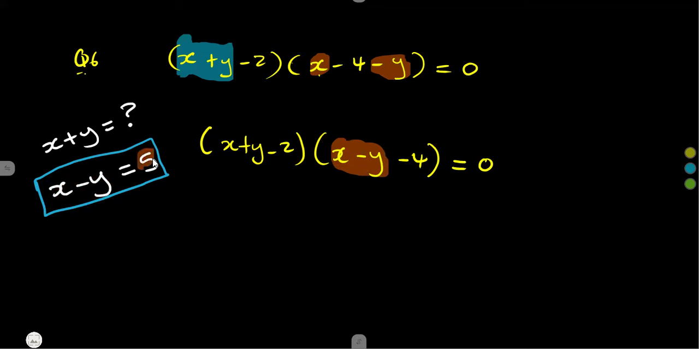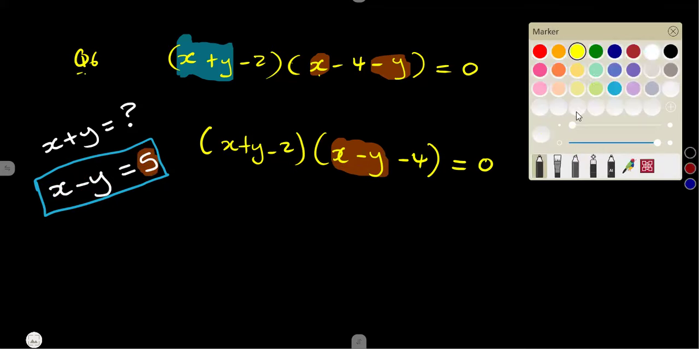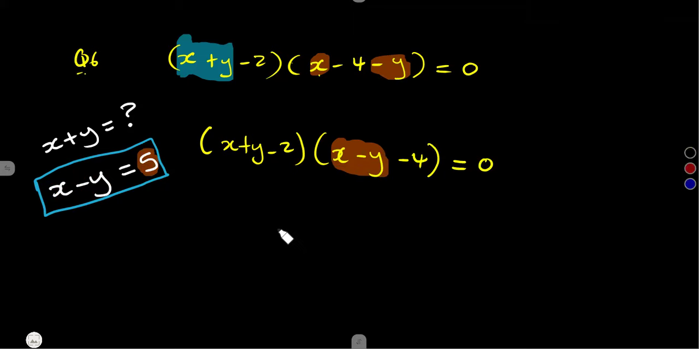It is represented numerically by what? By a 5. That is what we are told. So wherever we see that, we are going to have x plus y minus 2 into what? In place of x minus y, substitute the 5 that you're given. So that's 5 minus 4 equal to 0.